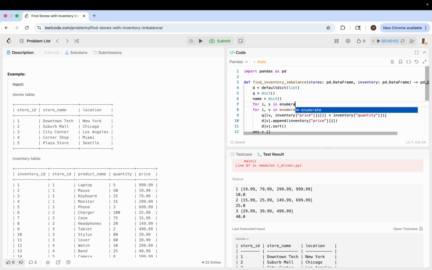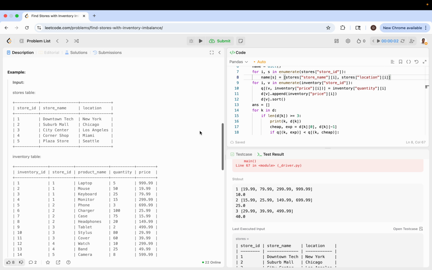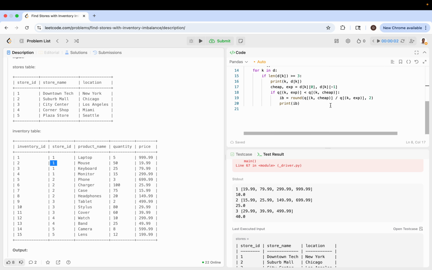For i, s in enumerate stores, store ID, name of s is equal to stores, store name of i, and then stores, store location of i. And let's make this just a list. And now it makes it easy because we can just use the store ID, same here. So we can go ahead and print the store ID and then the store name, which is name k of 0, the store location, which is just name k1 as we just defined.